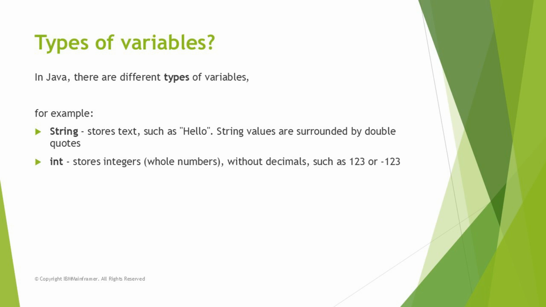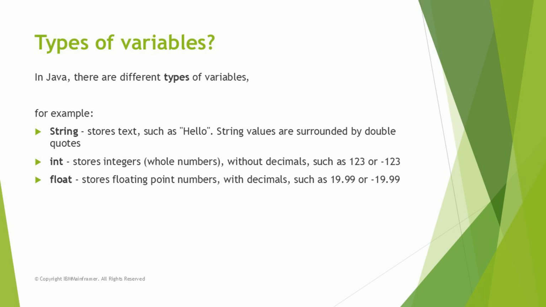Similarly, the next variable type is int. An int variable can store integers, that is whole numbers, without any decimal value. A number without any decimal value we call a whole number or integer, and that can be stored inside the integer variable. Then the float variable. A float variable is used to store decimal values.